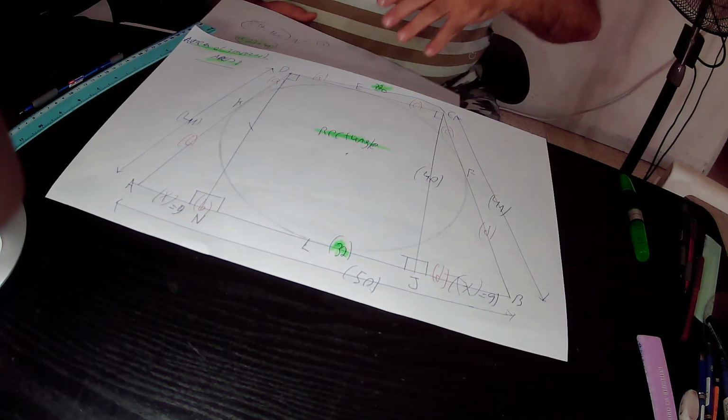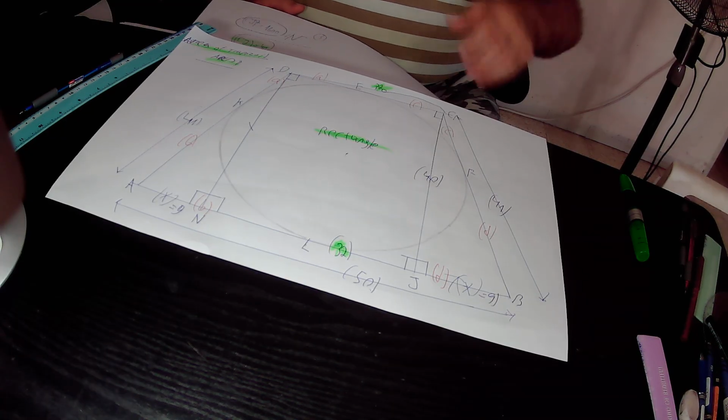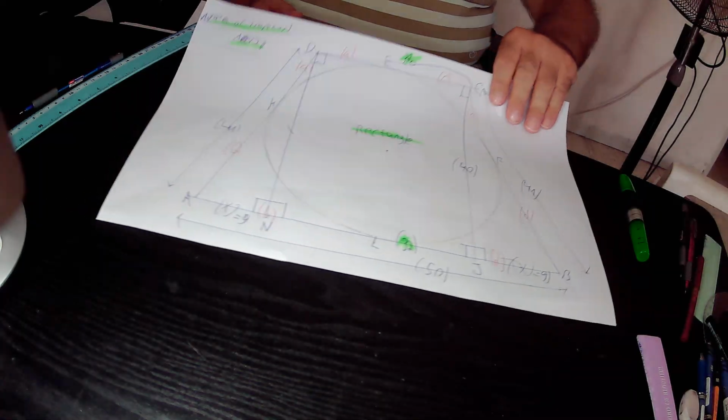So in total, we found that the area of this trapezoid ABCD equals 1640 square units in size. So we finish with the first question. In the next step, I presented to you the second question, and we solve the second question using two different methods.